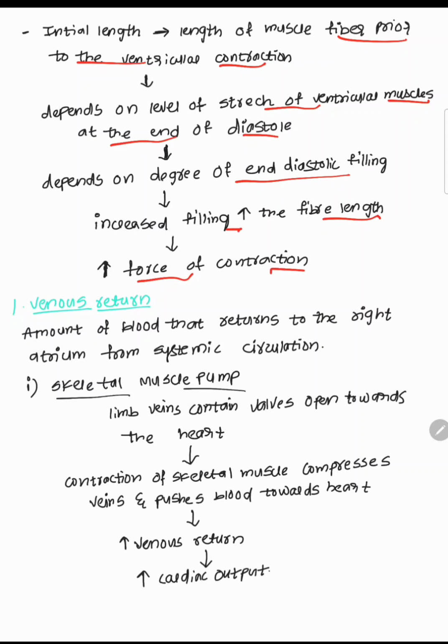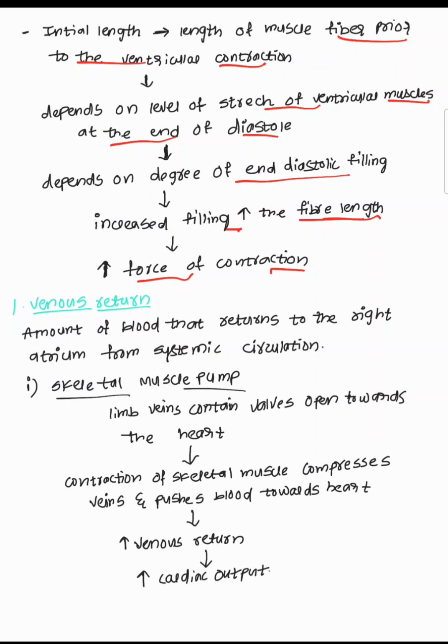See, when there is increased filling, automatically the muscle fibers of the heart will increase in length. When there is increase in length, there will be increase in the force of contraction. Then when there is increase in force of contraction, there will be increase in the cardiac output. You remember this. Then venous return. Venous return means veins send impure blood to the right atrium of the heart, right?